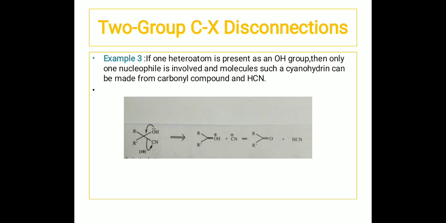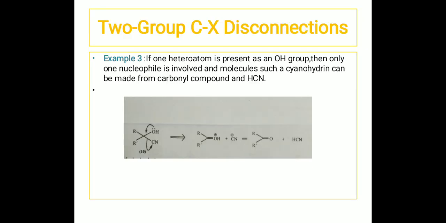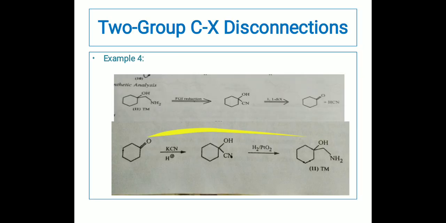See, this is another example for the two group CX disconnection. So if you solve more and more of these types, it will be very easy for you to write them down in your exams and competitive exams as well. So now let us write down the synthesis. The synthesis is going to be the ketone with HCN in presence of H plus, which gives rise to the target molecule. Next, let us study another example.